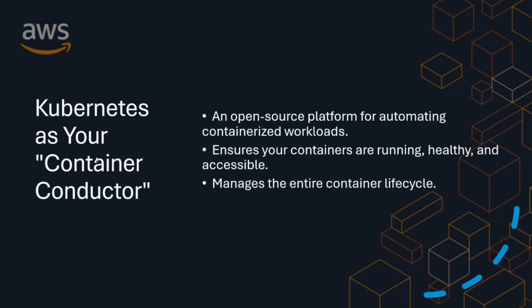You can think of Kubernetes, often abbreviated as K8s, as the conductor of your container orchestra. It's an open source platform that automates all the hard work we just talked about. You simply tell Kubernetes what you want. For example, I need 5 copies of my Node.js application to be running at all times, and Kubernetes takes care of the rest. It places them on the right servers, restarts them if they fail, and ensures they can all talk to each other. It's the ultimate set it and forget it tool for your containers.